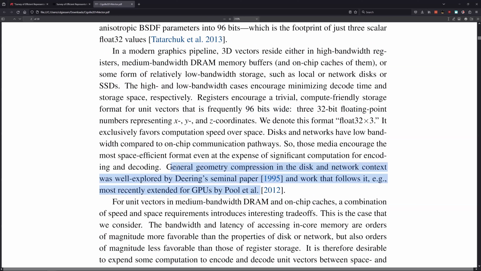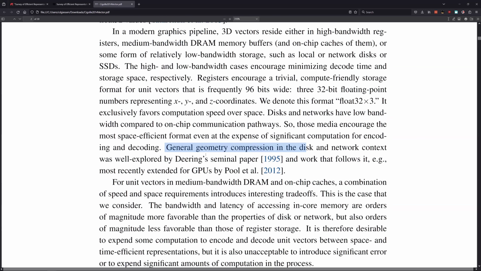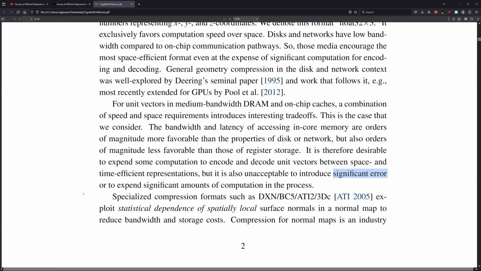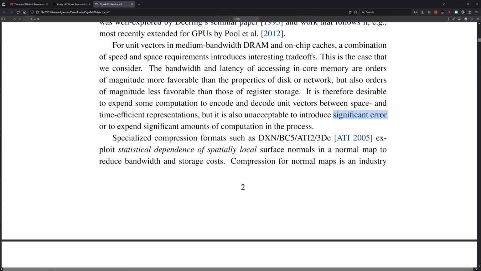We're not going to be talking about low bandwidth stuff here because that's not what we're dealing with. We want the medium bandwidth stuff. Yeah, you want a trade-off between space and time efficiency, more space efficiency, but not at the cost of too much time spent decoding and encoding, but you can introduce a significant error. So that is the confines of it.